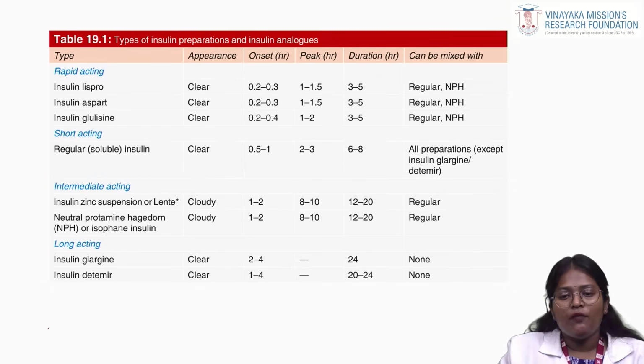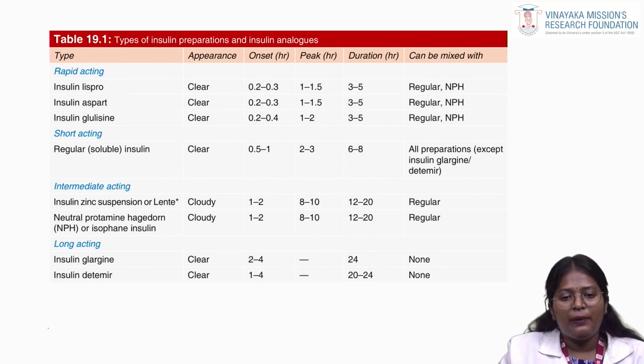So this is the type of insulin preparations and insulin analogs. So types, appearance, onset, peak, duration and can be mixed with. If a patient is having uncontrolled hyperglycemia, we have to combine two insulins and give them to the patient in order to control their blood glucose level.